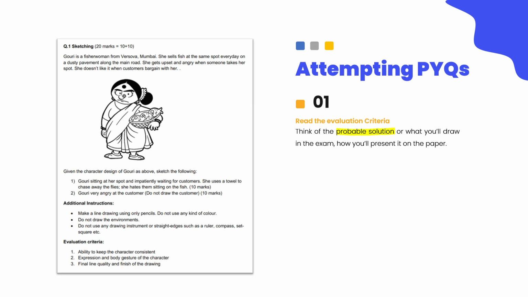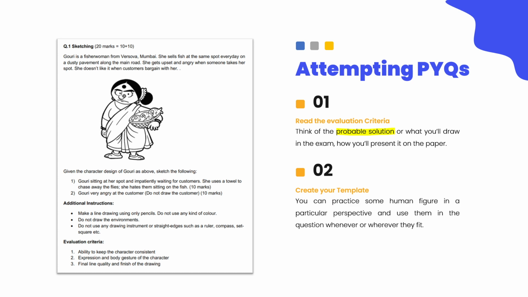In fact, for the drawing part, try to create your templates for human figures, objects and composition and use them directly in the questions whenever or wherever they are needed. So for example, if you are not good at human figure drawings, you can practice some human figures in a particular perspective and use them in the question whenever or wherever they seem fit to you.